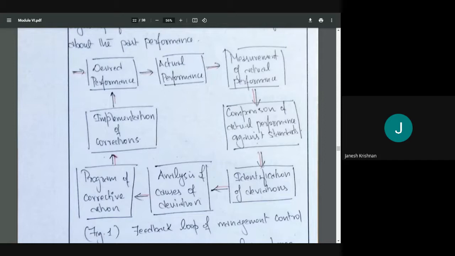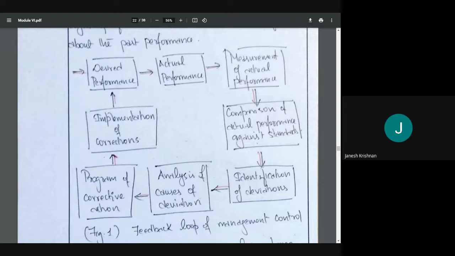Then we compare it with the standards. What is our standard? Have we met the standard? We identify the deviation, analyze the cause of deviation, and plan corrective measures. We try to make corrective steps, and then we implement them. That's basically controlling.